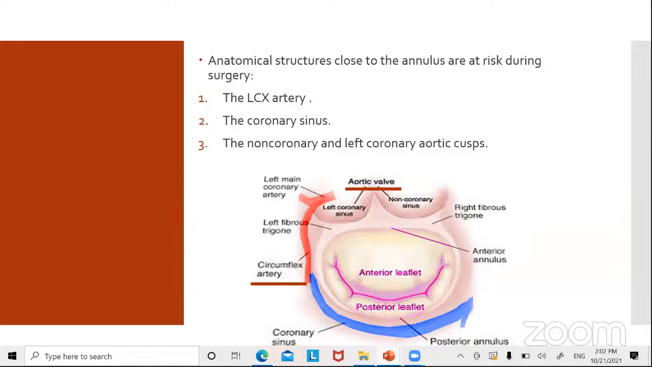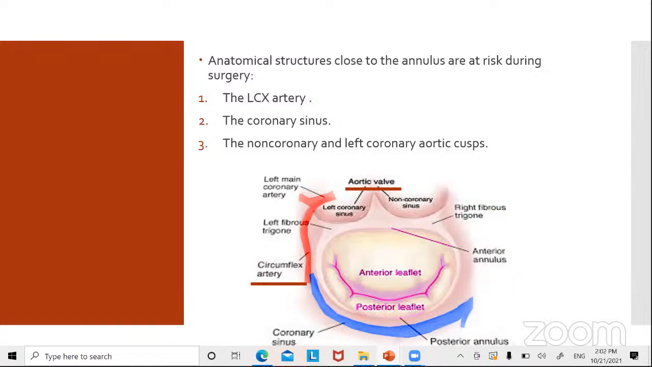We have the coronary sinus, which is initially in a lateral position to the posterior leaflet, and then crosses the artery and becomes medial, closer to the posterior leaflet attachment, around 5 millimeters superior to the annulus.